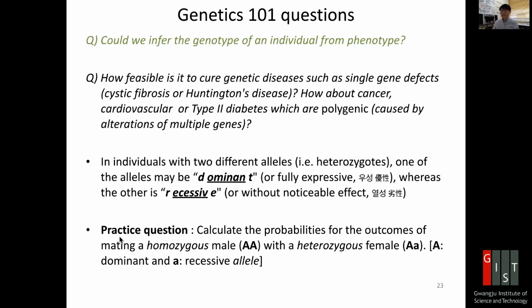Here comes a practical question, which I guess you have already practiced, but just to make sure you know the basics: calculate the probabilities for the outcome of mating a homozygous male having capital AA with a heterozygous female, capital A and lowercase a. Capital A usually means dominant, and lowercase usually recessive. So find the probabilities of the outcomes for genotype and phenotype.